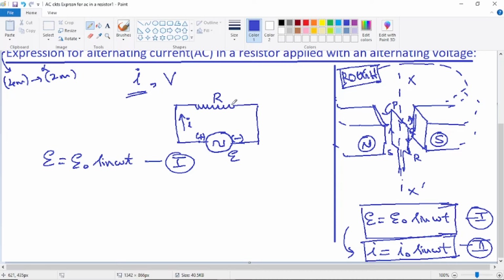So resistors means a conductor. Conductors obey Ohm's law. Only in such simple cases can Ohm's law be applied. So by using Ohm's law we got this.